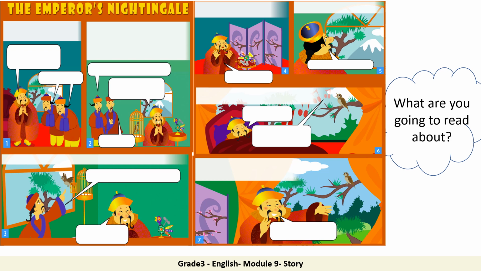Well, in this part of the lesson, I want you to find the main idea of the story. How are you going to do so? It's by reading the title of the story. Great! The Emperor's Nightingale. And by looking at the pictures. As for me, I can see an emperor. What about you? Well done! There is a nightingale too. Well, what do you think? What are you going to read about?